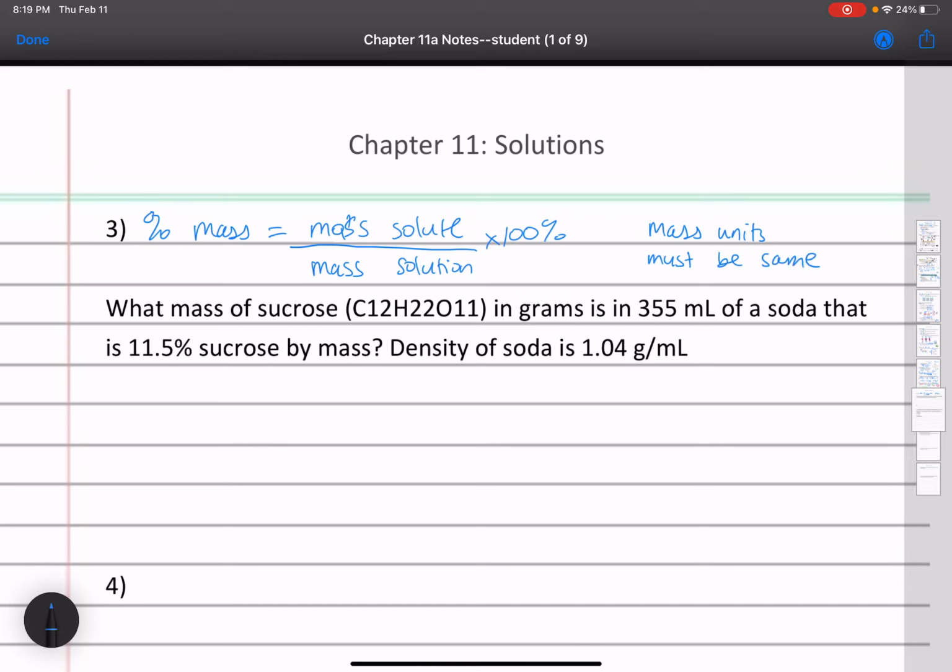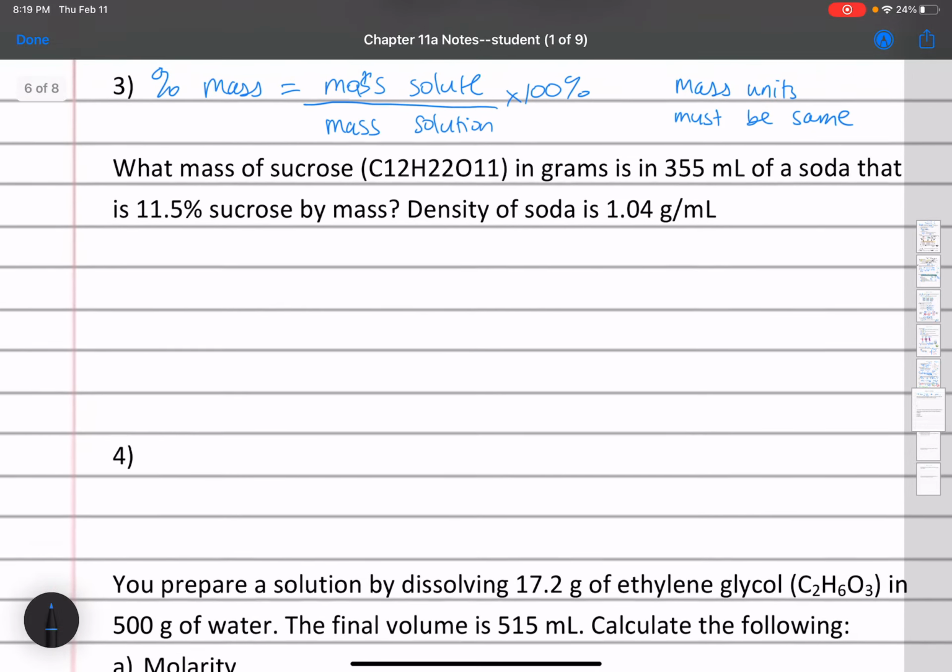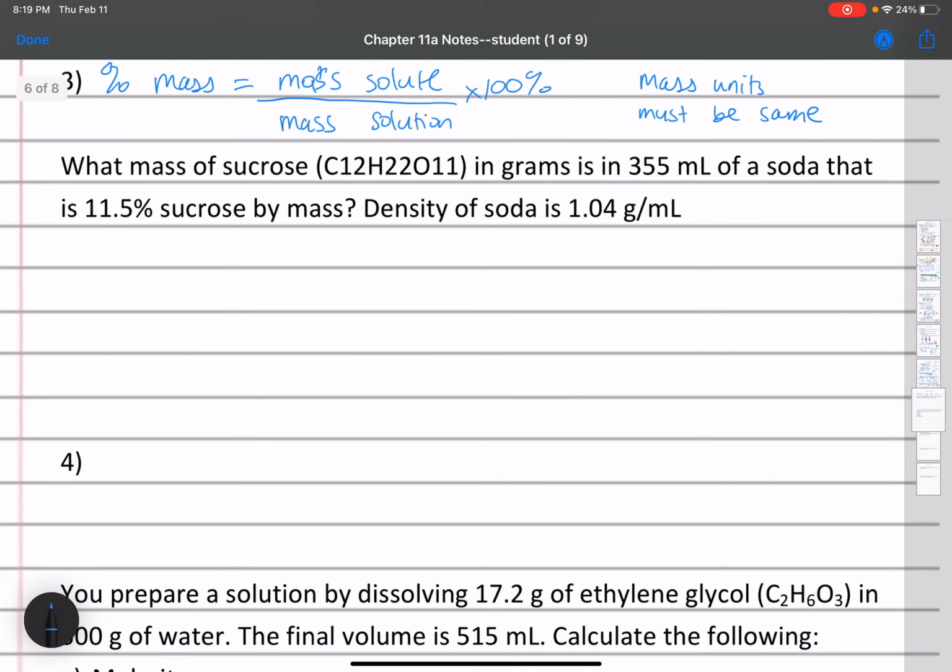It could be grams of solute over grams of solution, or kilograms of solute over kilograms of solution, or pounds. It doesn't matter what the unit is as long as the unit for both is the same, because it's a percentage. The mass units just need to cancel out. All right. Oops, I forgot to subscript these. Sorry. That's supposed to be C12H22O11, which is the molecular formula for sucrose.